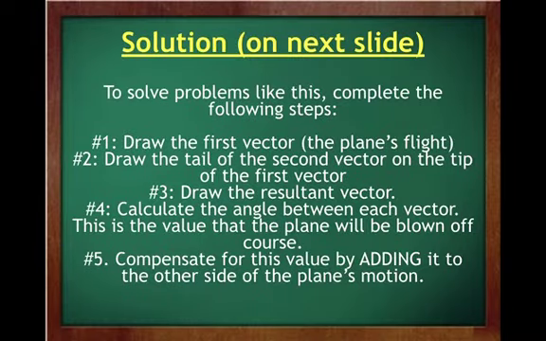So there are the steps that we just went through. We drew the first vector. When it's asking you about how much something is getting blown off course, set up almost an addition of vectors. Draw your first vector, draw the tail of the second vector, so you're going tip to tail, and draw your resultant vector. This is exactly like adding vectors. You calculate the angle between the vectors. That's the angle the plane is going to get blown off course, and then compensate for this value by adding it to the other side of the plane's motion.